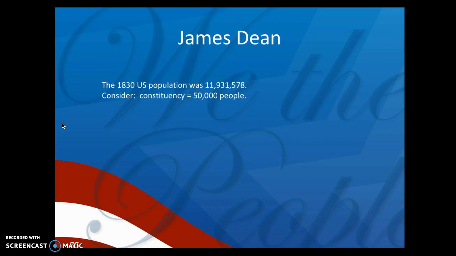So let's look at an example of what James Dean was trying to propose. Again, this was the mathematician that made this proposal, and he said to round the number up or down on a state-by-state basis. So in 1930, the U.S. population was almost 12 million, 11,900,000. And just for one case, let's suppose we want the constituency to be 50,000. So again, this means each congressman or congresswoman will represent about 50,000 citizens in their state.